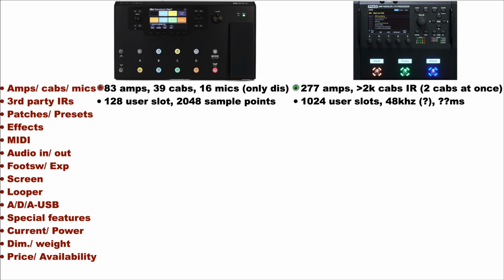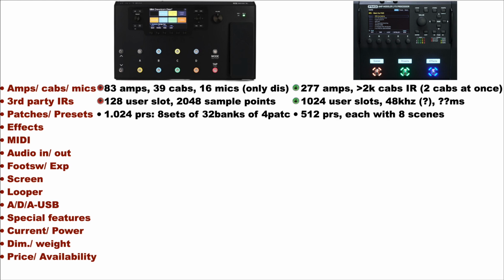They both should offer the possibility to load 2048 sample point IRs, even if the details about the FM3 are pretty scarce. In my opinion, the FM3 is better here because it does not only offer more IRs, but you can also load two IRs at once. You can properly set the phase of the two mics and you have many more parameters at your disposal.